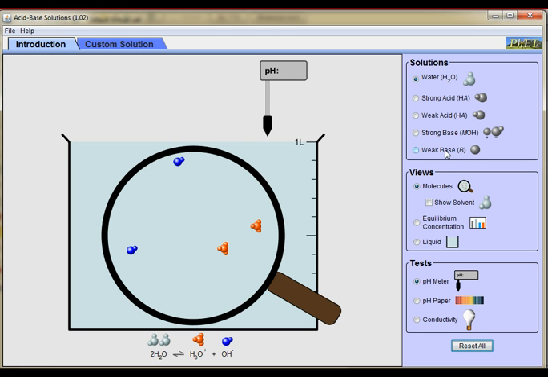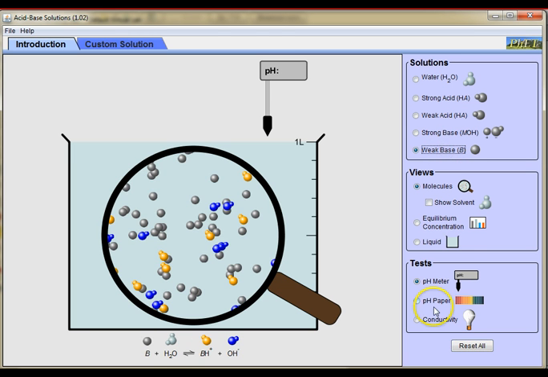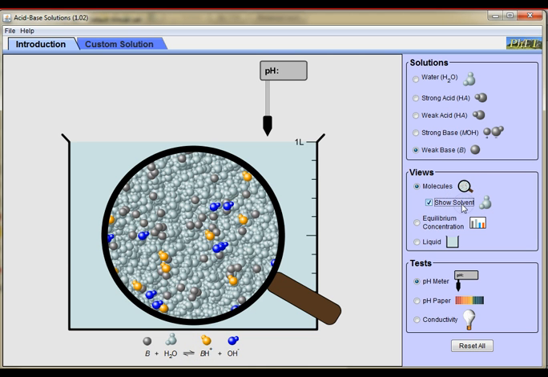Let's check with weak base now. Okay, here's the weak base, and again these are the base molecules. B is the base, it's again gray. The solvent molecules are in bluish. We don't have to worry about that, there are large numbers. You can see how many water molecules, solvent molecules there are. Just to give you an idea, it doesn't make any dent in the concentration of water molecules as far as the reactions go. Water is always going to be in excess.